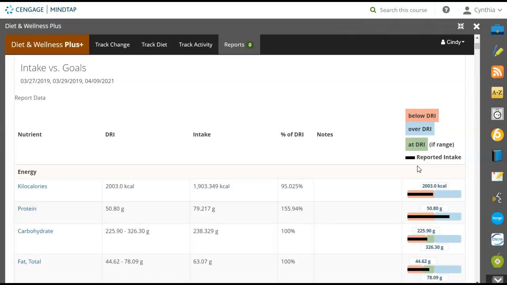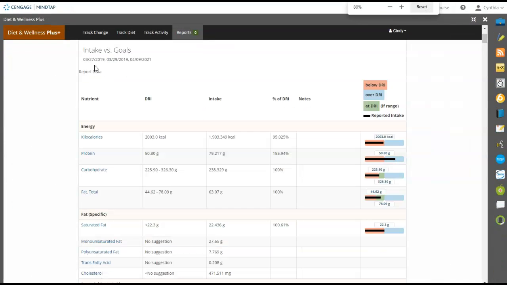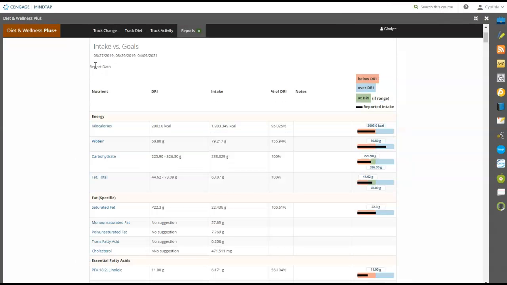Okay, all of that said, now let's look at this report. The first one that shows up, the section is called Intake versus Goals. We're going to take a look at that. And I'm going to make my screen smaller so you can get a better sense of it without my scrolling. Okay, so intake versus goals. Again, here are my dates, here are my columns, etc. Right? So, and this is even subdivided, right?